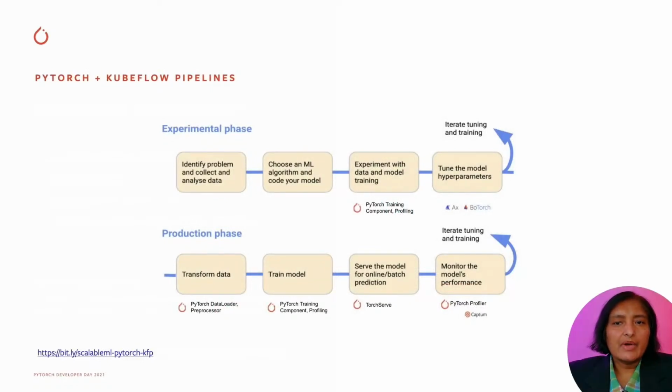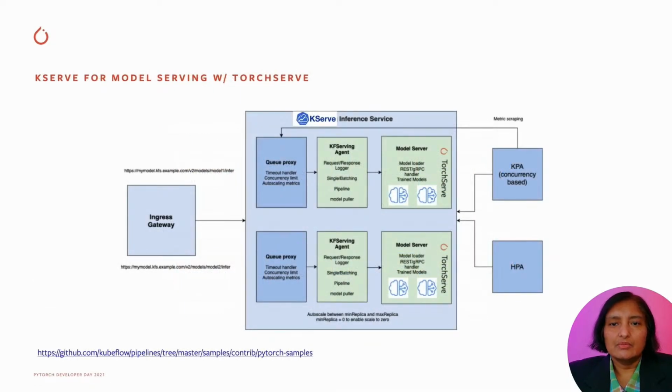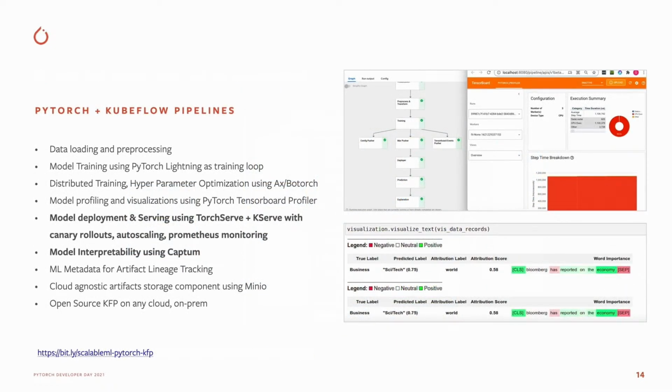We recently integrated PyTorch with the Kubeflow pipelines for the end-to-end model training to deployment to monitoring solution, where we use KF Serving for the model serving side. KF Serving has now moved under the Linux Foundation with a new name, KServe, and it uses TorchServe for PyTorch model serving and provides features like canary rollouts, autoscaling, and log aggregation. On the right-hand side, you see the actual execution flow with the profiler output, and at the bottom, the Captum interpretability results.